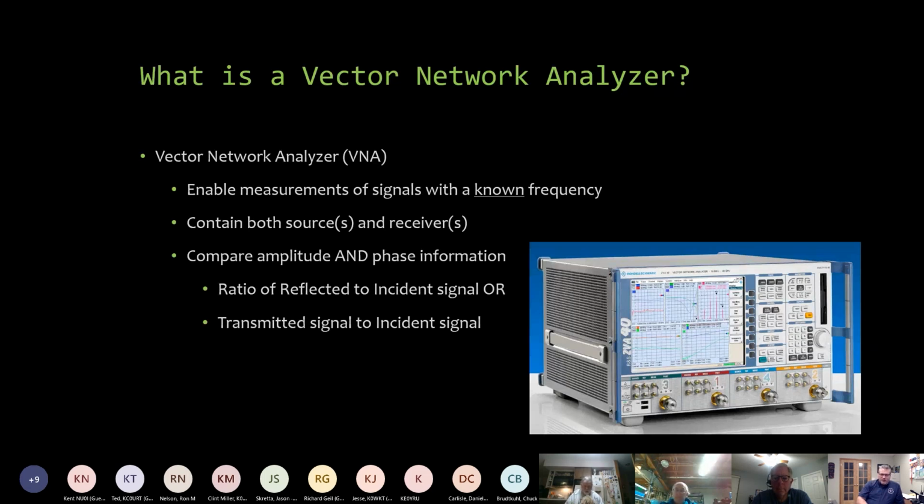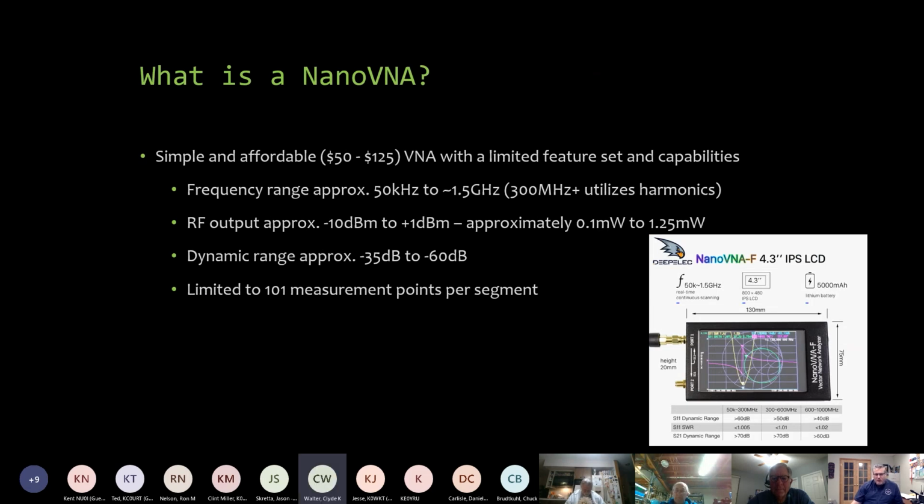Now, the one pictured here is a nice Rohde & Schwarz. It's probably a $50,000, $60,000, $70,000 instrument. A very significant investment, well out of the reach of all but the most expensive labs out there. But we as hobbyists are always looking for the next best thing, and one of those things is the Nano VNA.